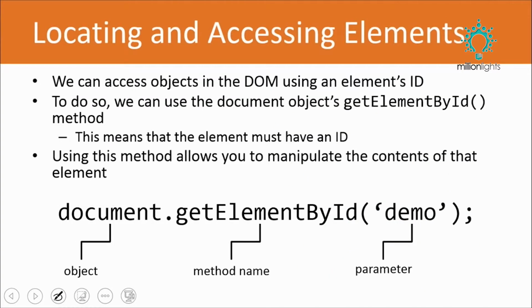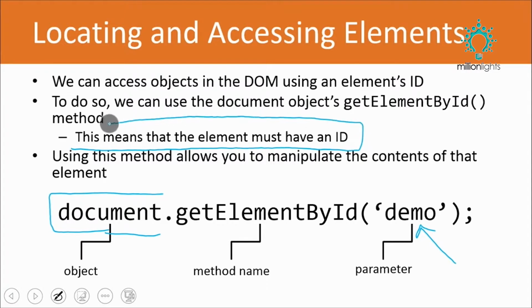So we can locate and access these elements by using the getElementById method. And this is something that's definitely going to be tested on the exam. We access the document object. We make reference to it. We use the getElementById method for the document object, and then we add in the parameter here of demo. And demo is actually going to be a specific element's ID. This means, of course, that the element must have an ID, or else this won't work and we can't access it. We use this method to manipulate the contents of it.